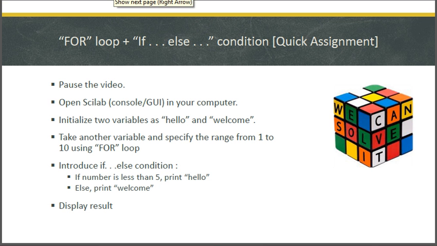Okay, if you have followed this, next we come to a quick assignment. Now you will have to use for loop with the if-else condition. Pause this video, open your Scilab console or environment in your computer. You will have to initialize 2 variables, one as hello and the other one as welcome. Take another variable and specify the range from 1 to 10 using a for loop. You will have to introduce if-else condition such that if a number is less than 5, it will print hello, else it will print welcome, and then finally display the result.